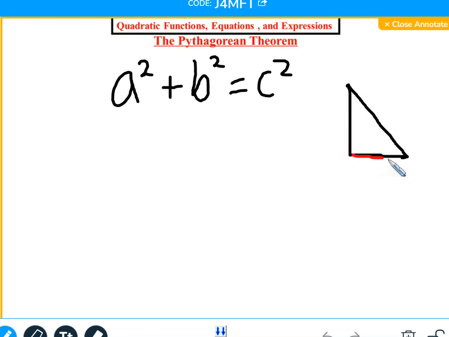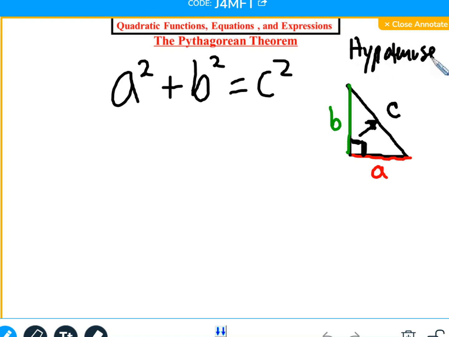I usually use red for this one, and I label this one A. I usually use green for this one, and I label this one B. And this one over here, I usually label C. And just to double check, this is a 90-degree angle. That's why this is a right triangle. And the side that's across from the 90-degree angle is known as the hypotenuse. And it's usually the longest side.